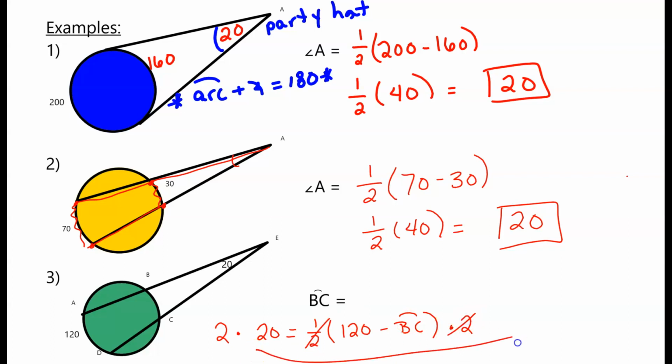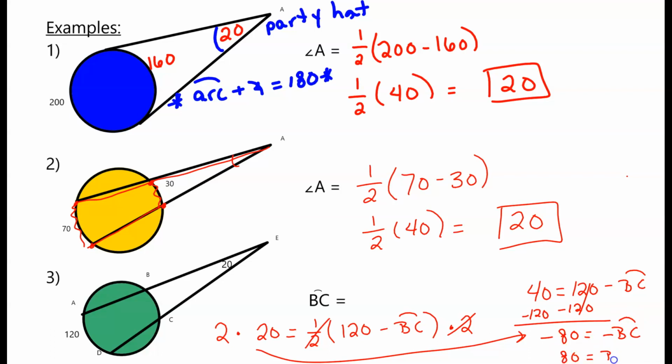So it looks like 40 equals 120 minus arc BC, if you prefer to put x there, because it's easier to solve than just put x. And if I subtract 120 from both sides, I get negative 80 equals negative BC. So that means I know that positive 80 equals positive BC. So the measure of arc BC must be 80.